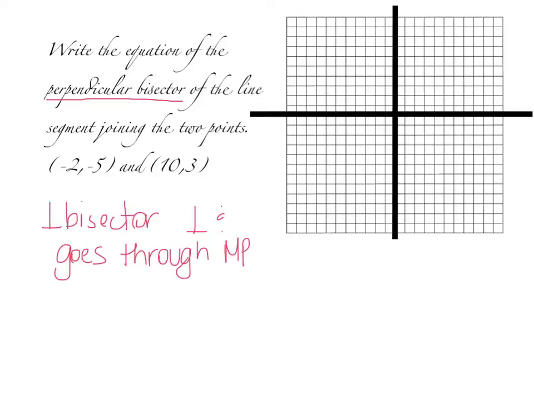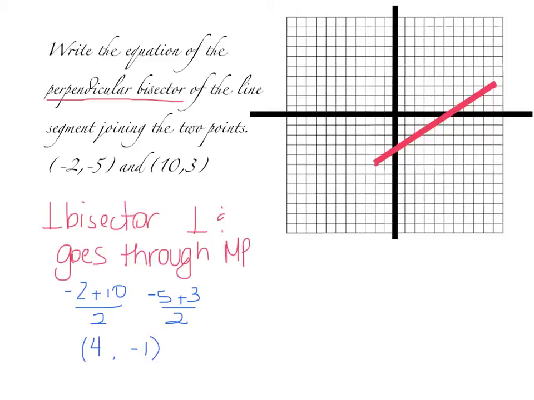So the first thing we need to do is plot and find the midpoint. Okay, that's as close as I can get, so now I need to find the midpoint. So I'm going to take the x, -2 plus 10 divided by 2. It's going to be 8 divided by 2. And -5 plus 3 divided by 2. That's going to give me -2 divided by 2. So my midpoint is 4, -1.